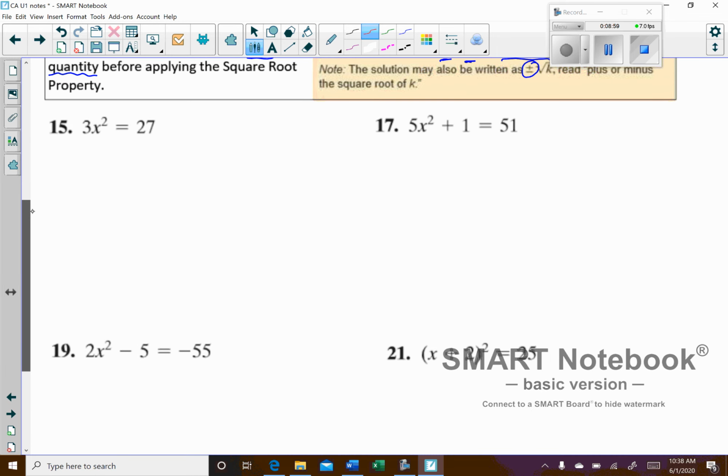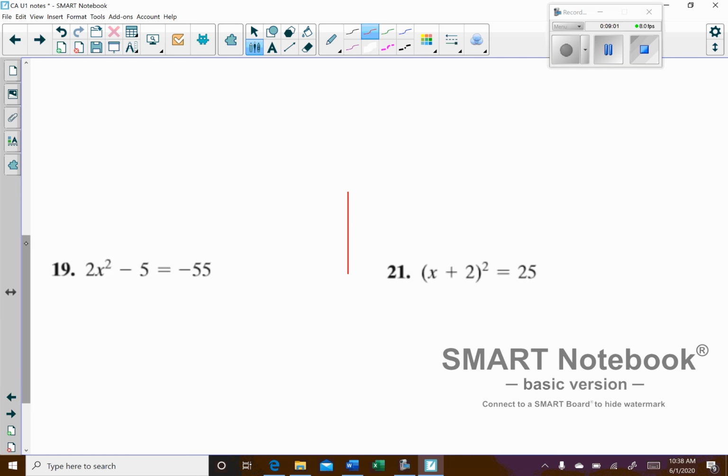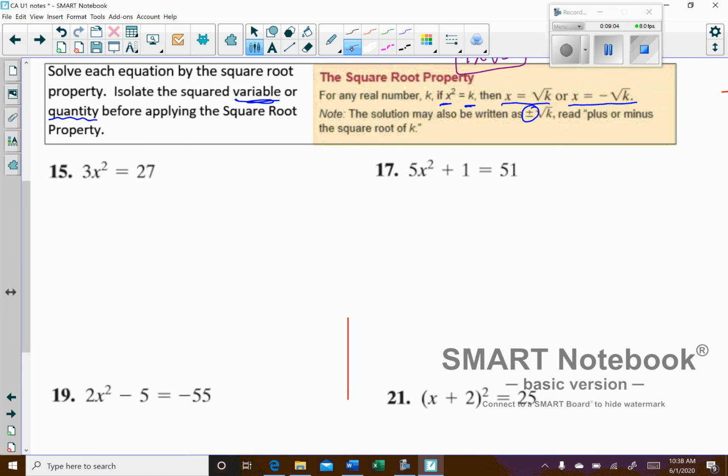Okay, so on 15 to get started, I have to isolate the x squared, the variable right here. So I'm going to divide both sides by 3. That's going to give me x squared equals 9. And now the square root property, basically this is what we're doing: we're square rooting both sides, but you have to put the plus minus there. That's what the property states. The square root nullifies the square power. So I have x equals plus or minus, and the square root of 9 is 3.